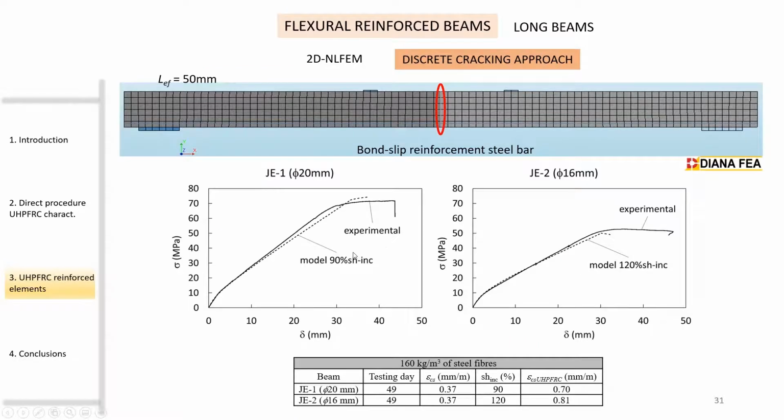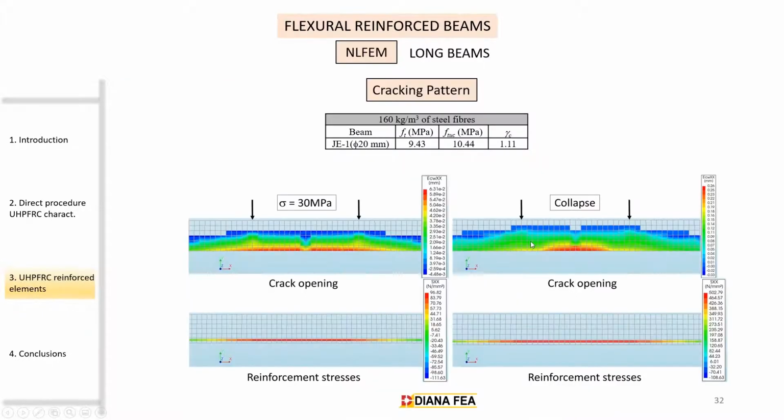Also, we modeled the long beams using our discrete cracking approach, as it gives the same result as the smeared cracking approach, or very similar, as we checked before for reinforced beams. And we can see that we are able to simulate very accurately the 4-point bending test of the long beams. And also we are able to calibrate the shrinkage strain. This is the shrinkage effect.